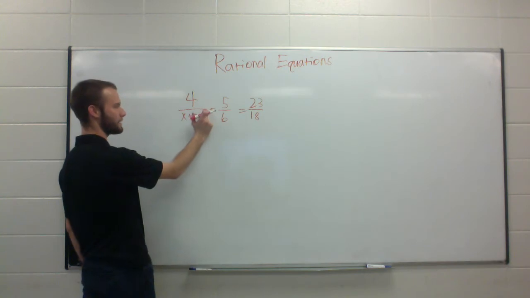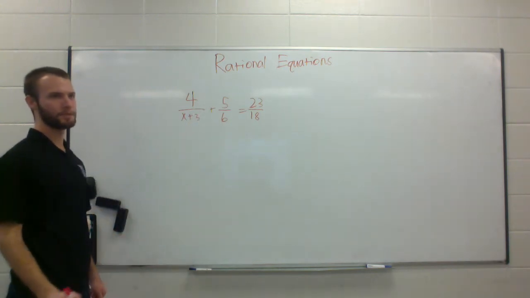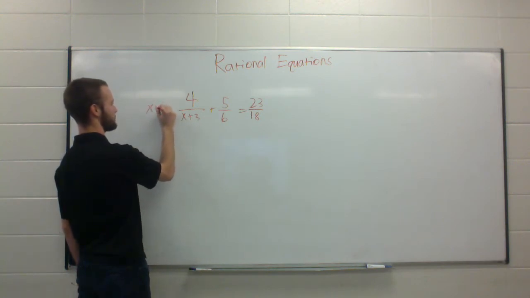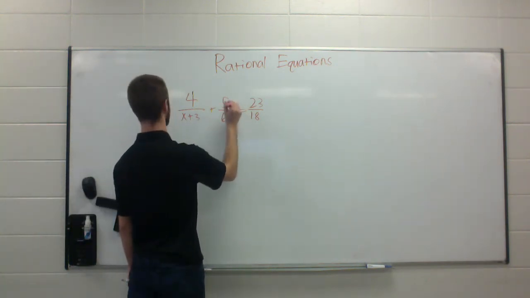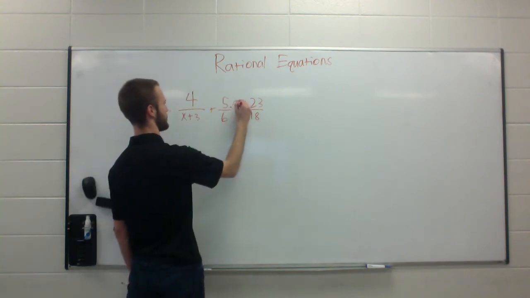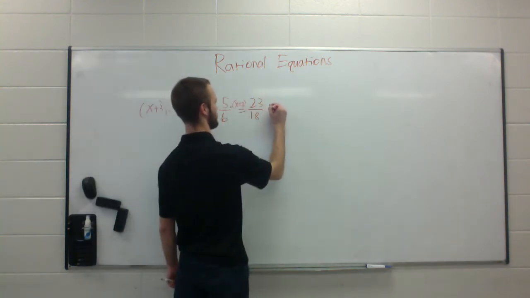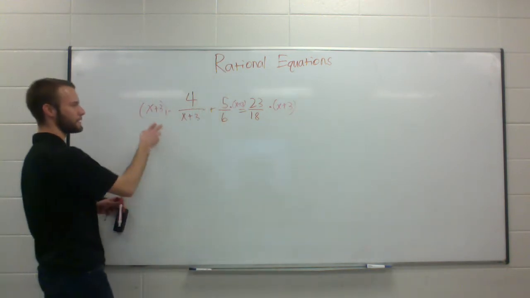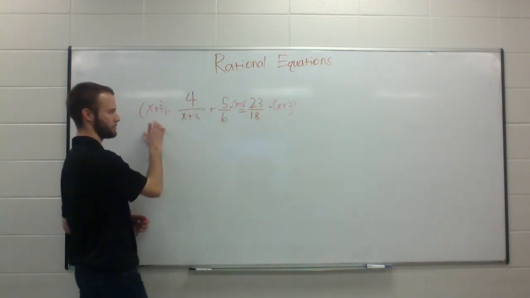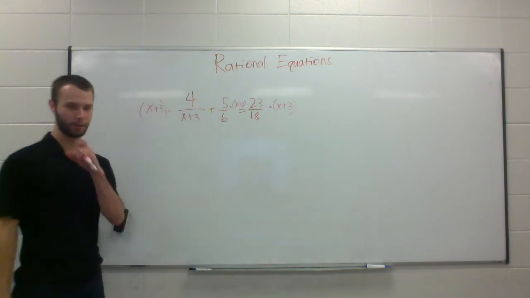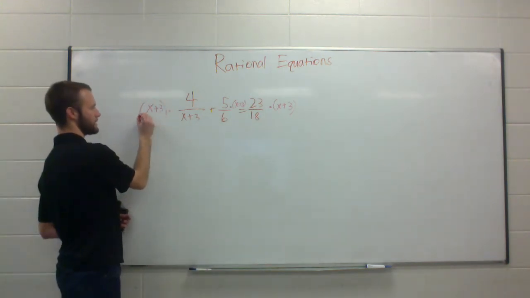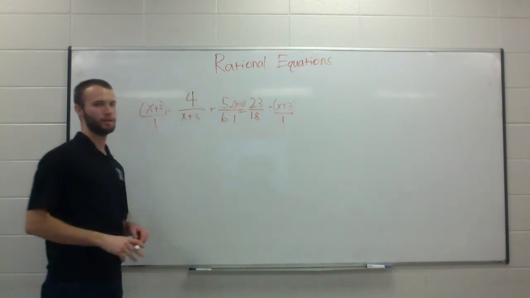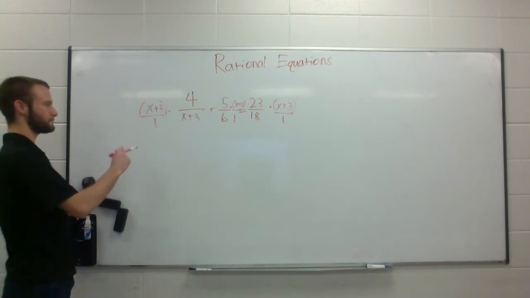This is 4 divided by x plus 3. The opposite of dividing by x plus 3 is multiplying by x plus 3. So I'm going to take every term in the equation and multiply by x plus 3. And we have to do this to every term because we're multiplying both sides of the equation, which means multiplying every single term in the equation. And remember, it's x plus 3 over 1, so we're not going to change the denominators, right? Only have to multiply the numerators.